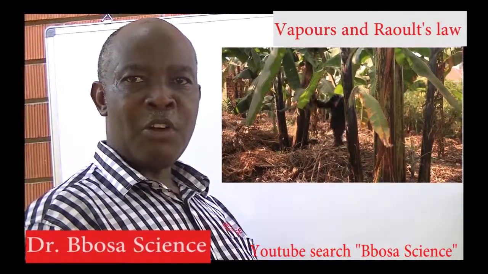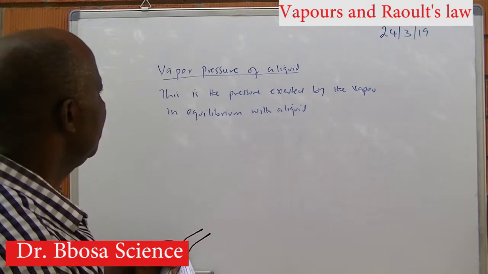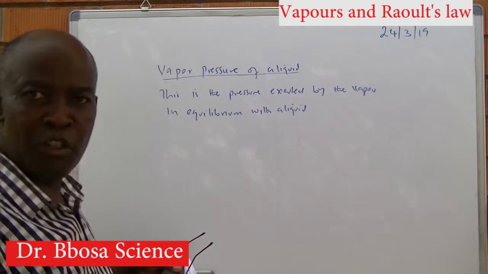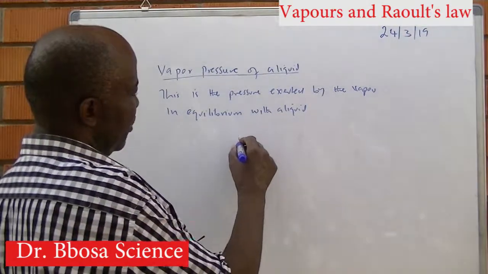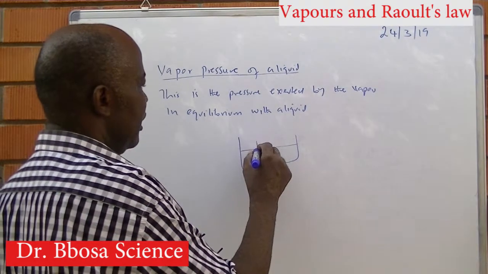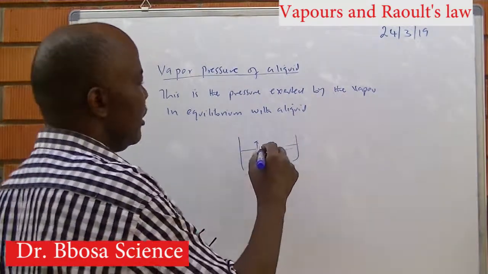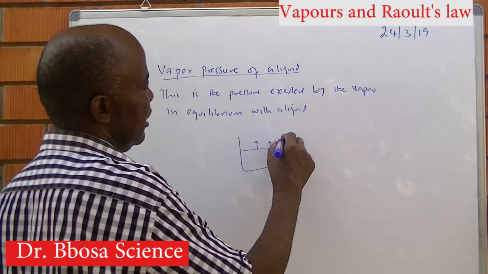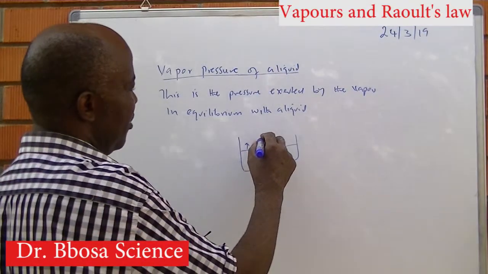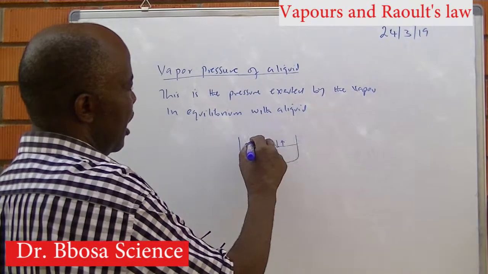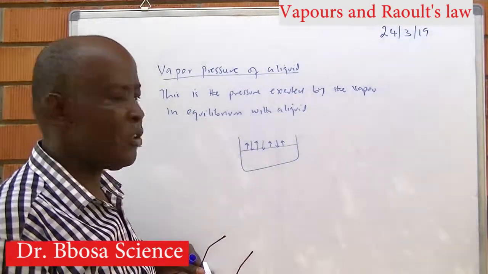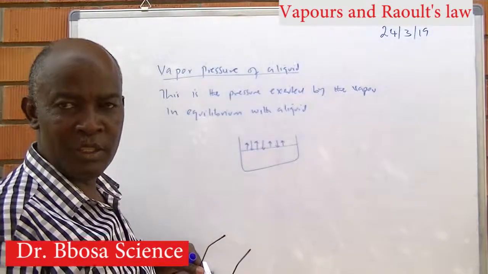Today, we are going to study vapor pressure over liquid. This is the pressure exerted by vapor in equilibrium with a liquid. When a liquid is put into a container, it evaporates. Also, the molecules in the vapor will condense into a liquid until such a time when the rate of evaporation is equal to the rate of condensation.